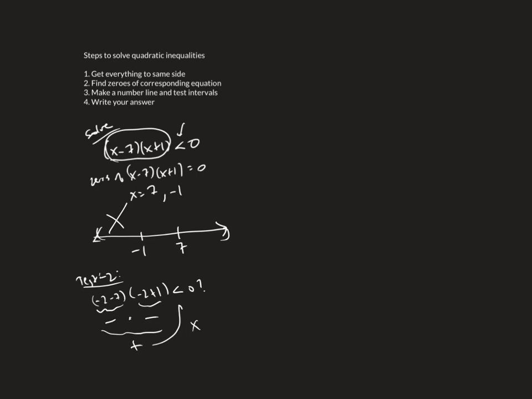So I'm going to follow the same process without writing all of that out. If I pick a number between negative 1 and 7, say 0, and plug it into the original inequality, 0 minus 7 is negative, 0 plus 1 is positive, a negative times a positive is a negative, and that is less than 0.